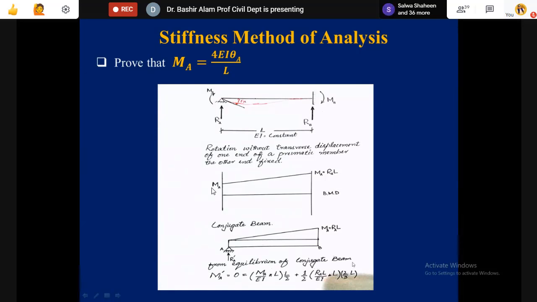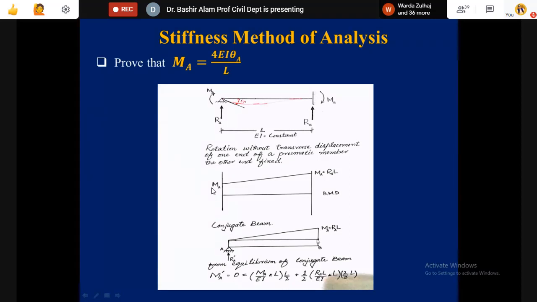Now from equilibrium of the conjugate beam, we take the moment at A, MA prime, and it should be equal to 0. Why? Because we have a hinge support at the end. Because of this rectangle, our moment will be MA over EI times L. This is the resultant of this rectangle. And how much is the moment arm? It will be L by 2. So this is a clockwise moment, MA over EI times L times L by 2.